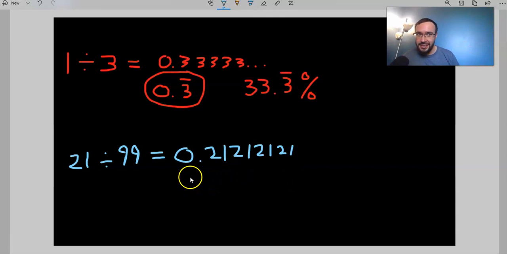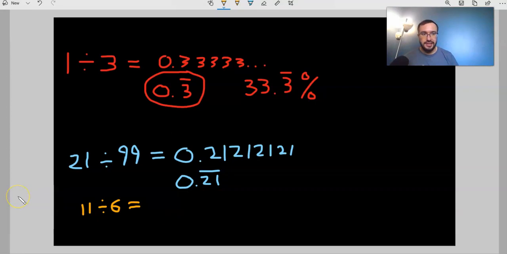And in this case, you can pretty much do the same thing, but show that those 2 digits are recurring forever. So 0.21. And then you can just draw a horizontal line over top of those 2 digits. And then that's it. Okay?